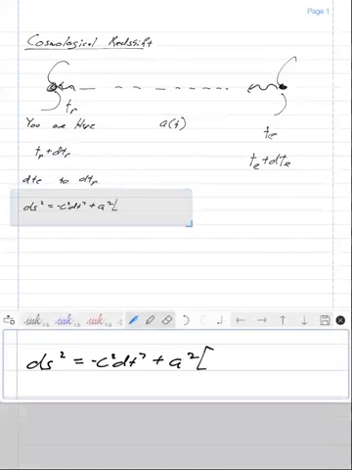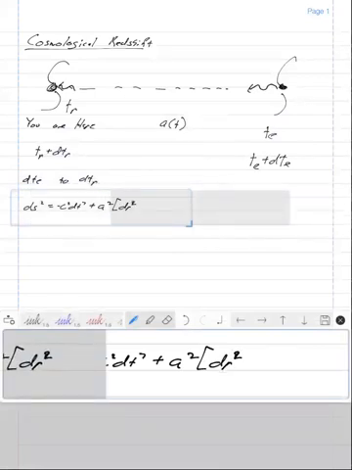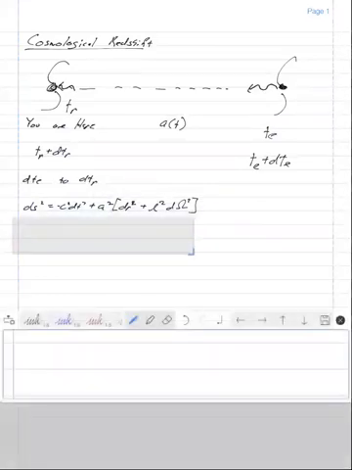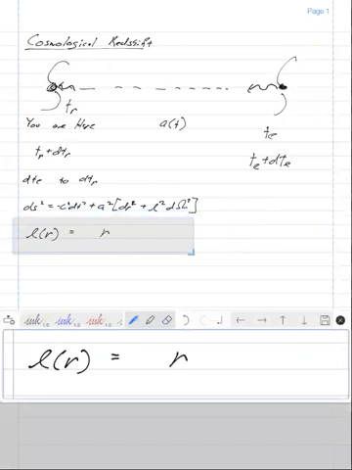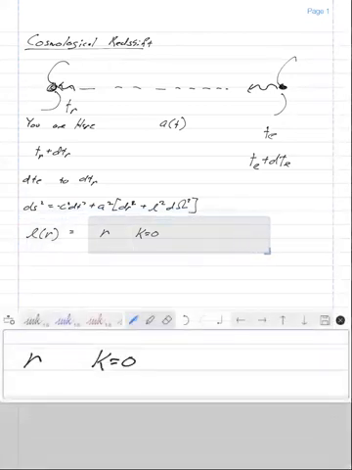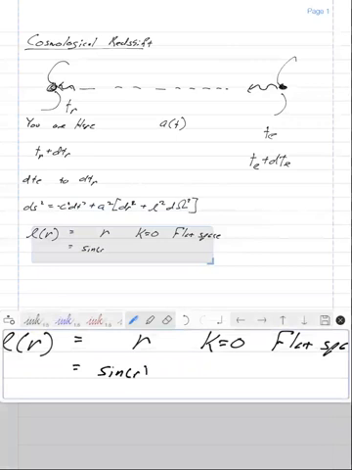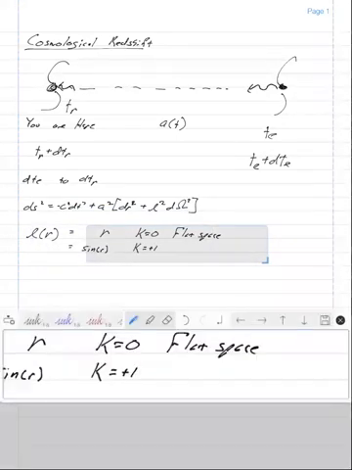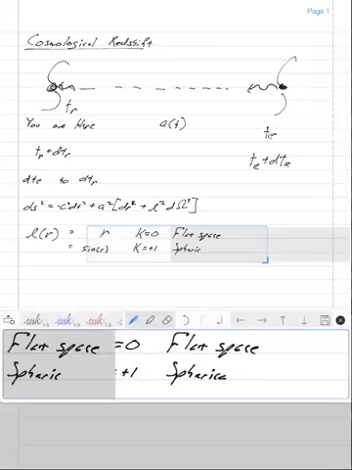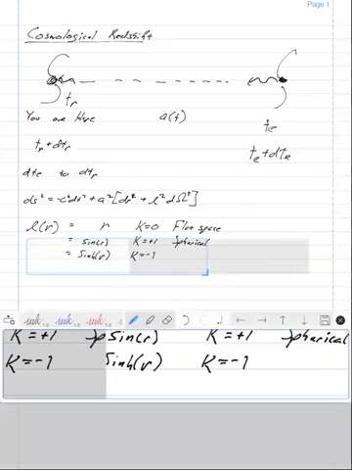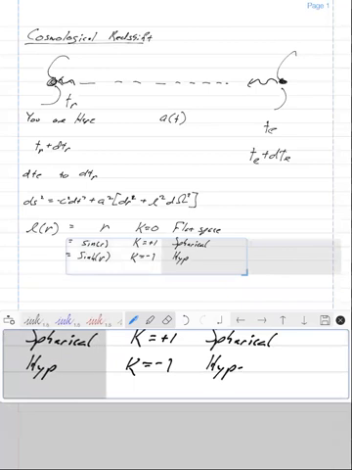a squared times dr squared plus L squared d omega squared, and L of R, L is a function of R. There we go. L of R is equal to R if k equals 0, or in other words, flat space. Sine of R for k equals +1, positively curved or spherical space, or hyperbolic sine of R if k is equal to -1, hyperbolic space.